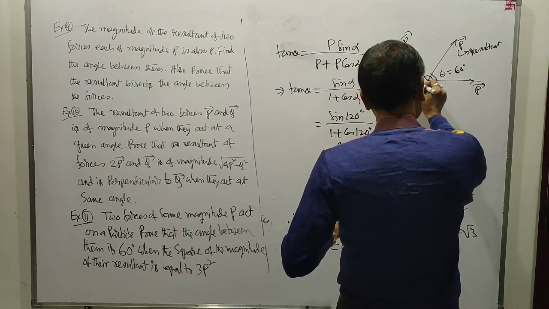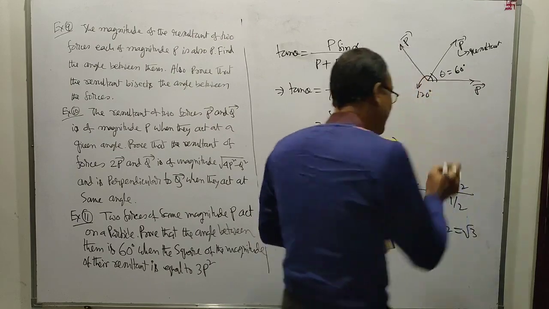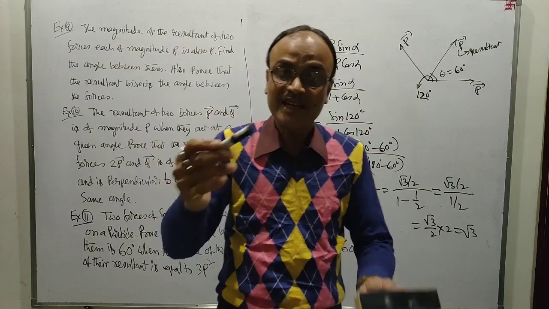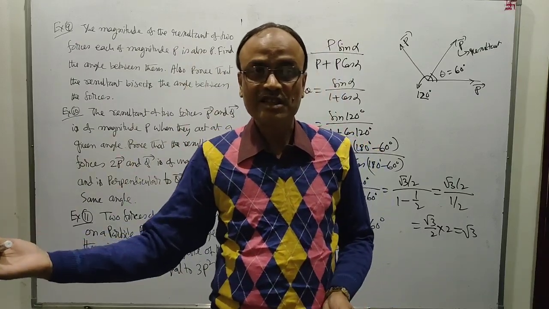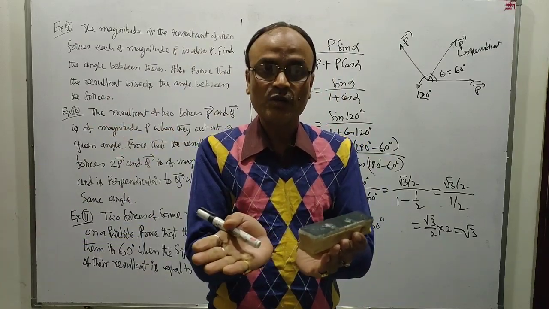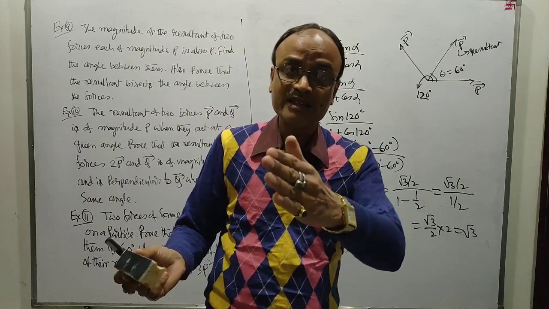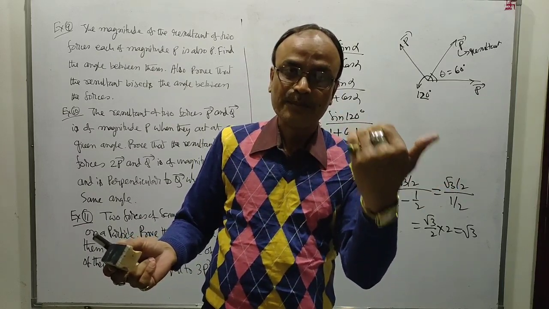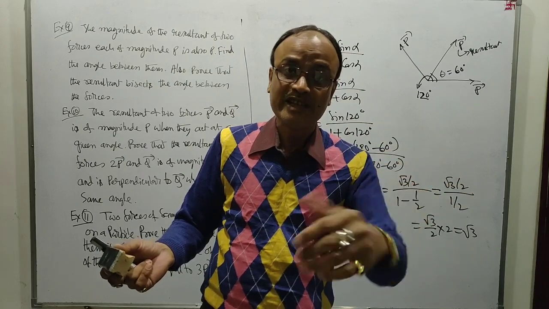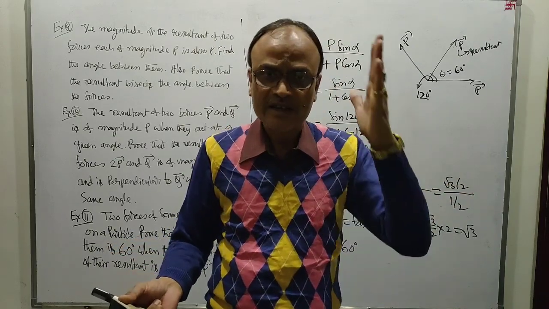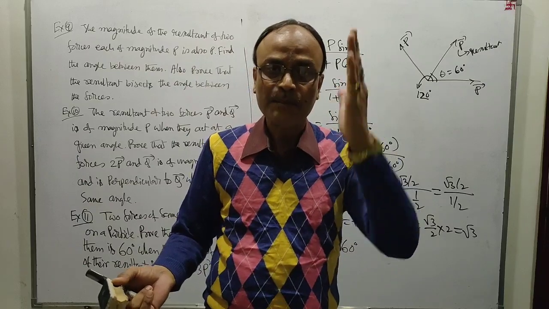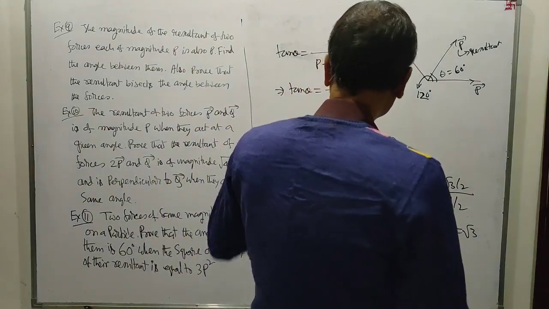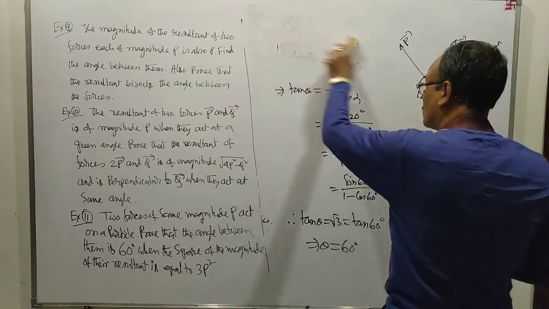The angle between the two forces is 120 degree, and the resultant makes an angle 60 degree with one force. Therefore, the resultant will definitely make an angle 60 degree with the other force also. This means that the resultant bisects the angle between the two forces.